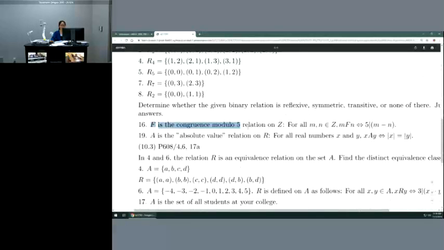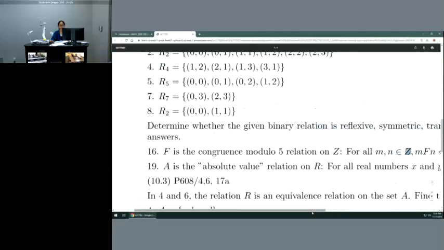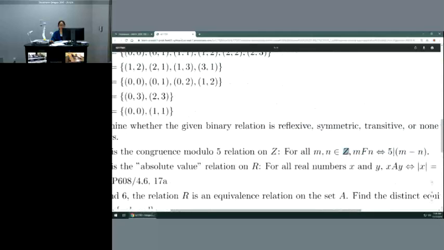But number 16, how many numbers are we supposed to check? Where are these numbers from? Does everybody remember what this Z stands for? Integer number set, right? So what does this mean? M is an integer. N is also an integer. So M represents the first number. N represents the second number.